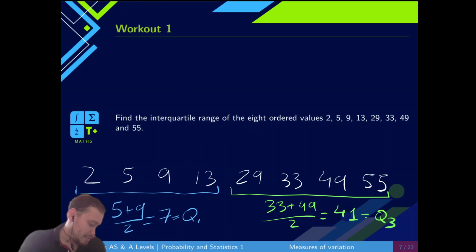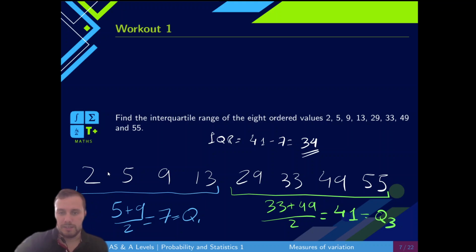So then, how is it that we can find the interquartile range? Well, the interquartile range is simple and straightforward. 41 minus 7 gives you 34, and this is the value for the interquartile range, 34. That's the difference that we have between quartile 1 and quartile 3 for this set of data.